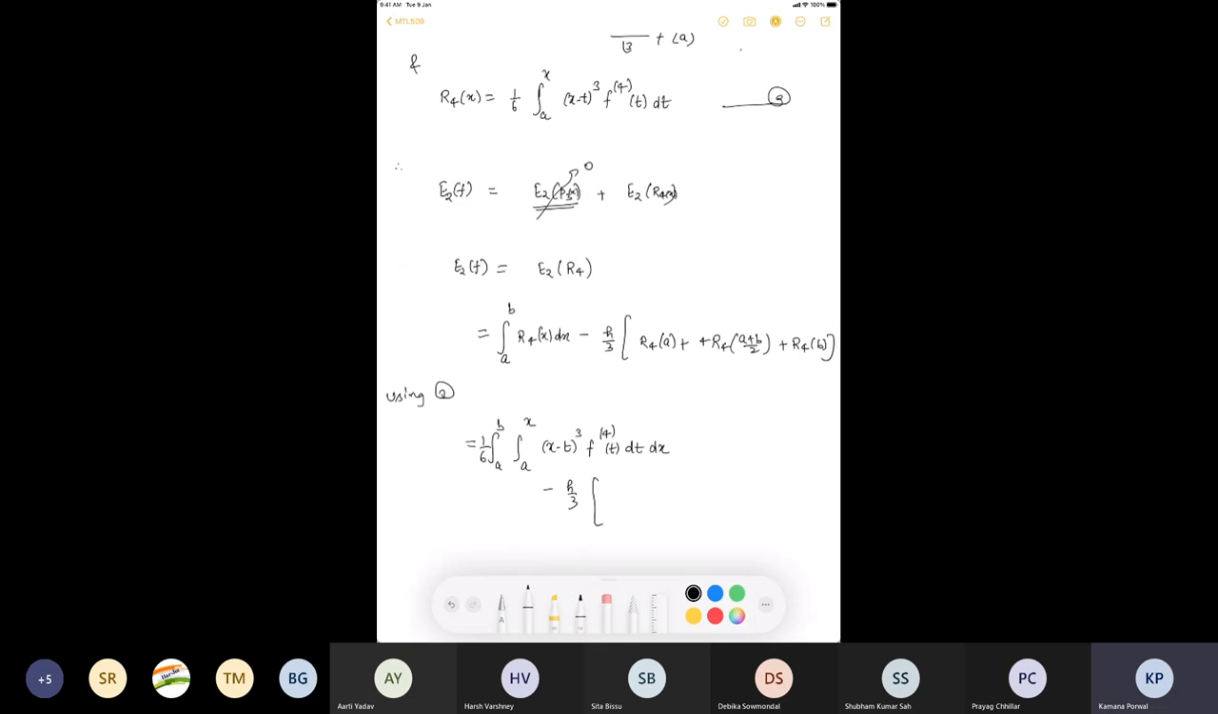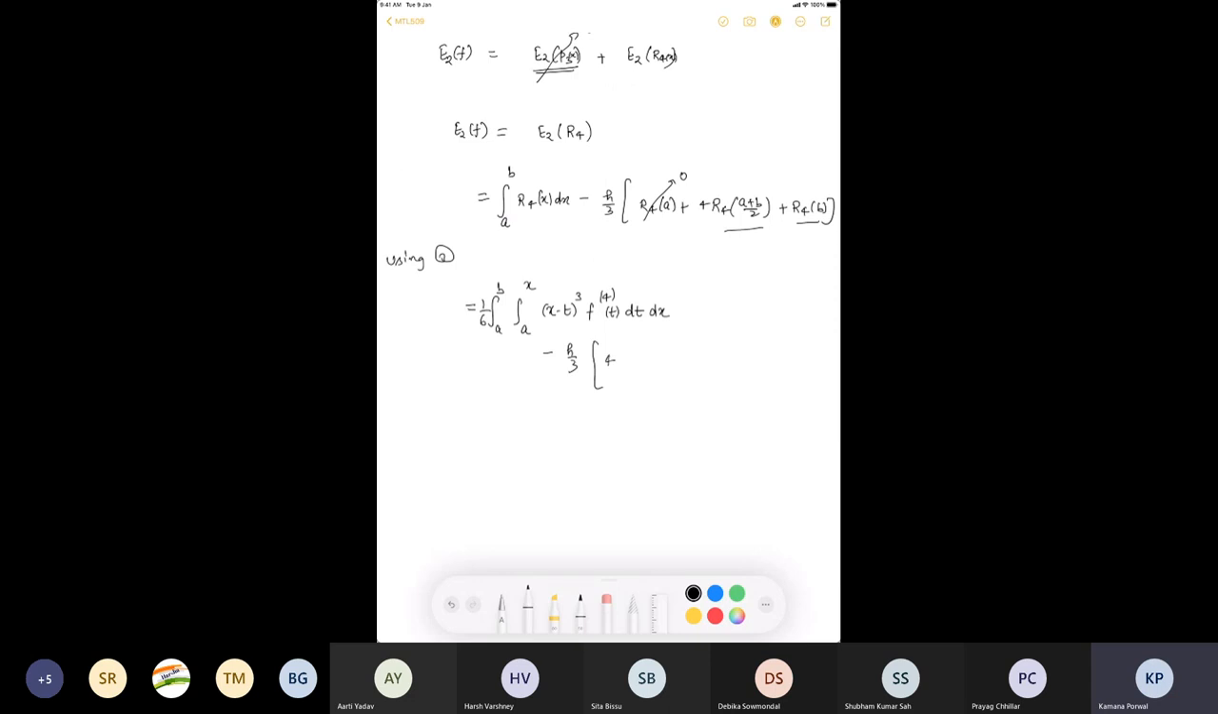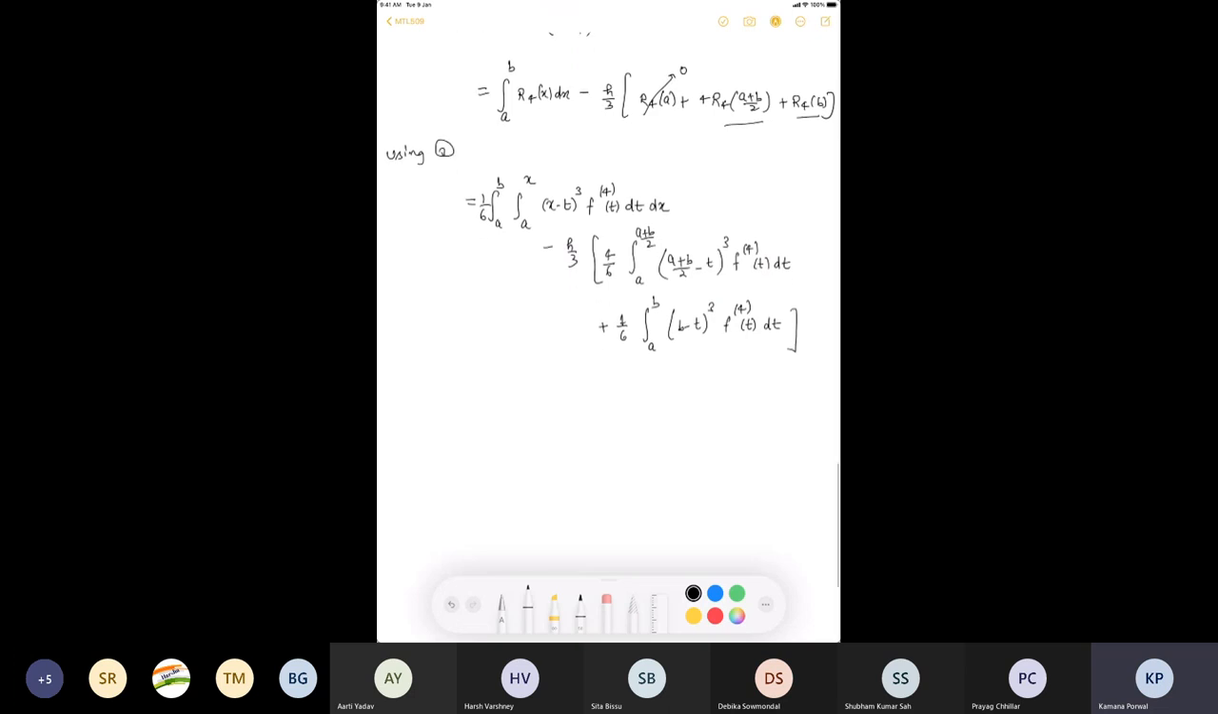Now what is R4 evaluated at A? This term is 0. So we will have the contributions from these two terms. Let's write it down. We will have 4 by 6 integral from A to (A plus B) by 2 of ((A plus B) by 2 minus T) whole cube times the fourth derivative of F evaluated at T, dt. And the second term, that is R4 of B, is going to be 1 by 6 integral from A to B of (B minus T) whole cube times F4(T) dt. I've just substituted the expression for the function R4 here.